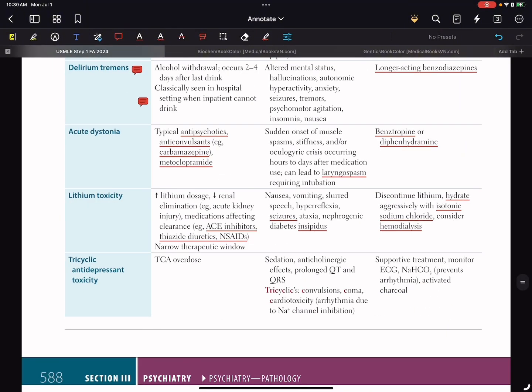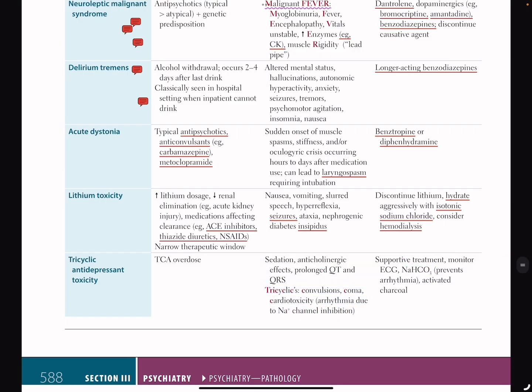Tricyclic antidepressant toxicity, tricyclic antidepressant overdose: sedation, anticholinergic effects, prolonged QT and QRS, convulsions, coma, cardiac toxicity, and arrhythmia due to sodium channel inhibition. Treatment is supportive, monitor ECG, give sodium bicarbonate to prevent arrhythmia, and activated charcoal.